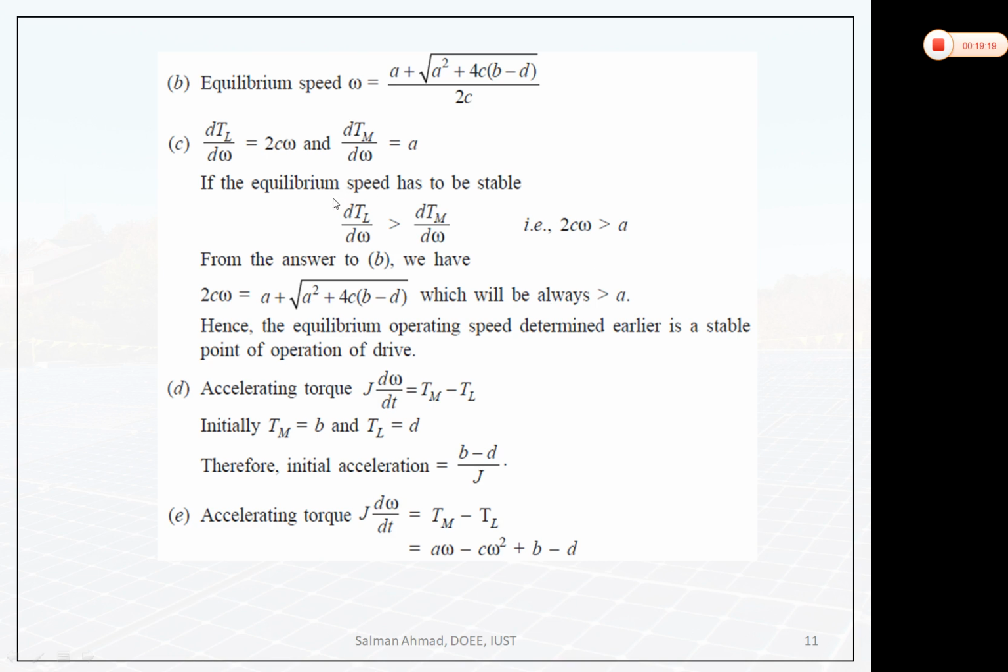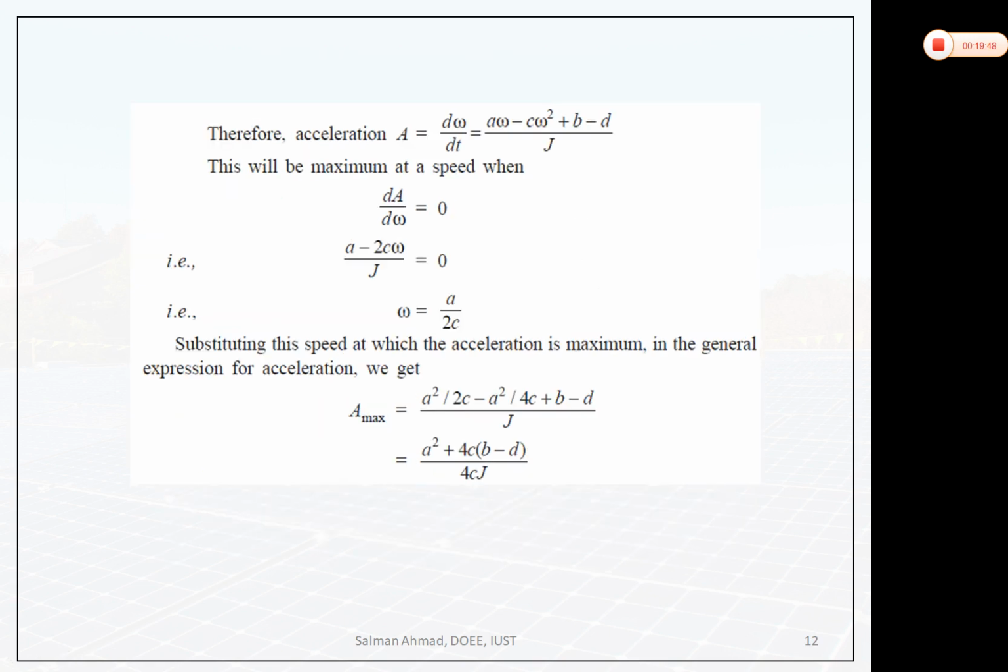Because from mathematics we found that the load torque slope is greater than the motor torque slope. We got the relationship 2c omega greater than a, we substituted 2c omega is equal to a plus square root of a square plus 4c times b minus d, and we found that the left hand side is always greater than the right hand side, which means this relationship is true. So it is a stable equilibrium point.